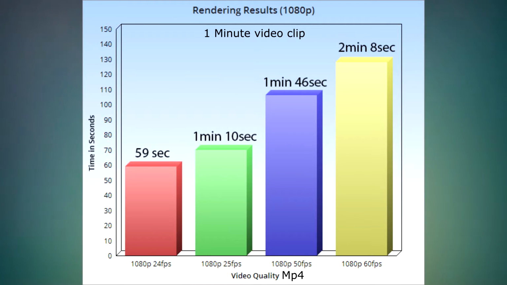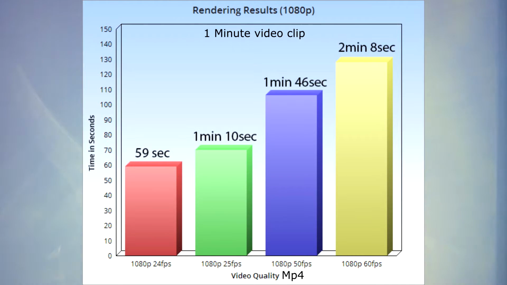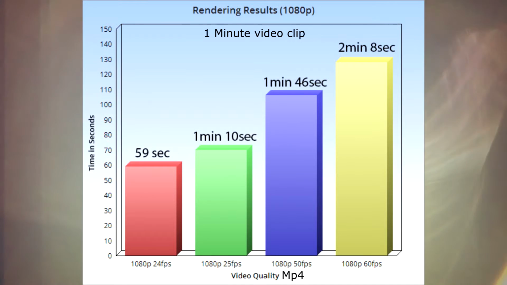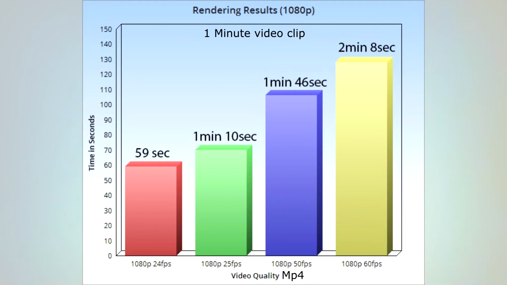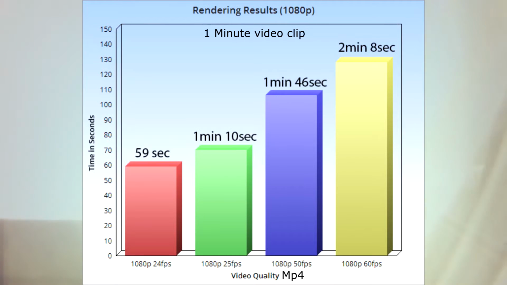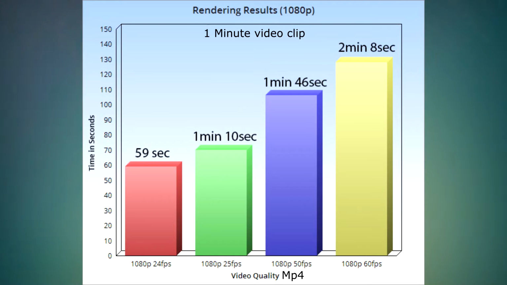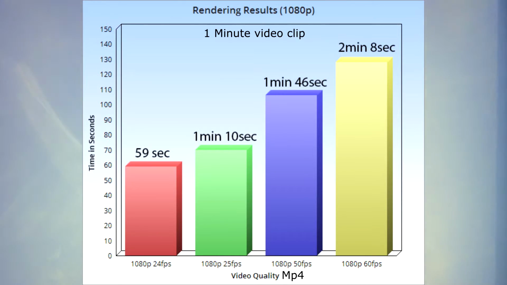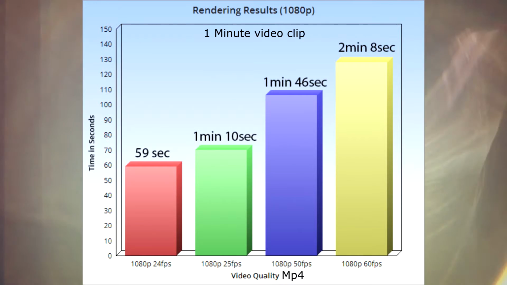Moving on to the 1080p at 25 frames per second, as you can see, now it took longer. It took 1 minute and 10 seconds. The next is the 1080p at 50 frames per second. It took me 1 minute and 46 seconds to render. The last 1080p is the 60 frames per second, which took me 2 minutes and 8 seconds to render. So on a Core i5, to render 1080p video, it actually performs really well.